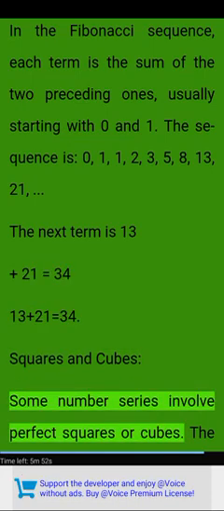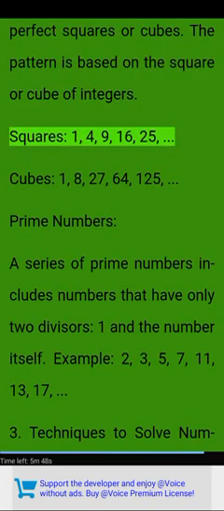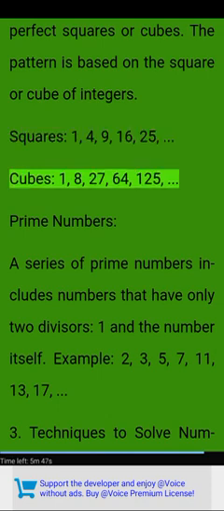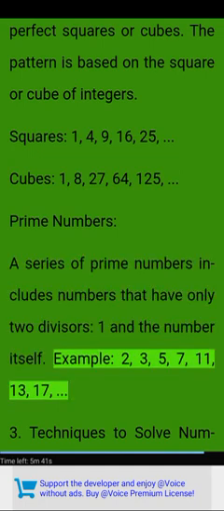Squares and cubes. Some number series involve perfect squares or cubes. The pattern is based on the square or cube of integers. Squares: 1, 4, 9, 16, 25. Cubes: 1, 8, 27, 64, 125. Prime numbers. A series of prime numbers includes numbers that have only two divisors, one and the number itself. Example: 2, 3, 5, 7, 11, 13, 17.